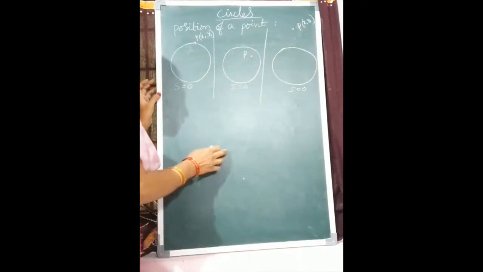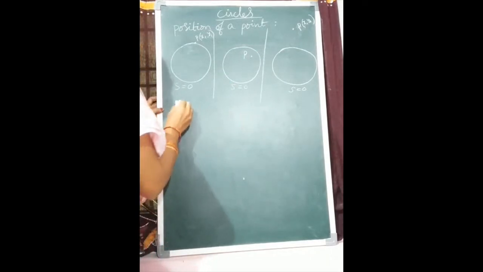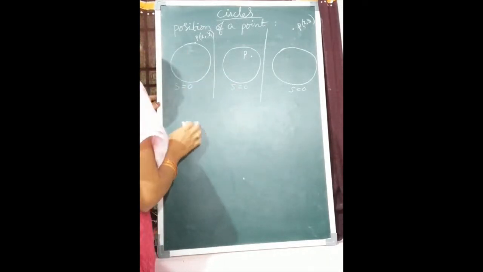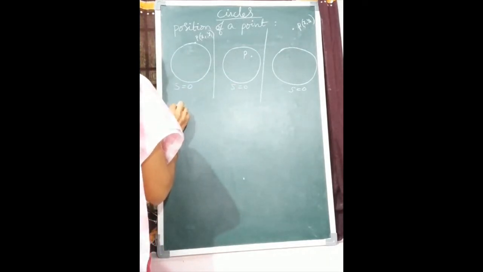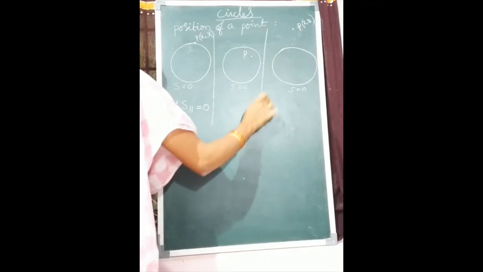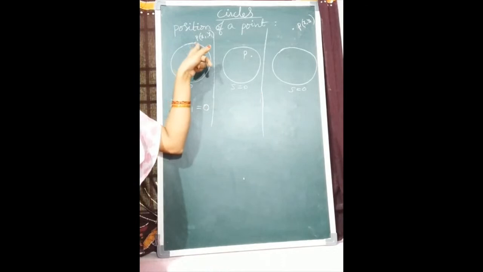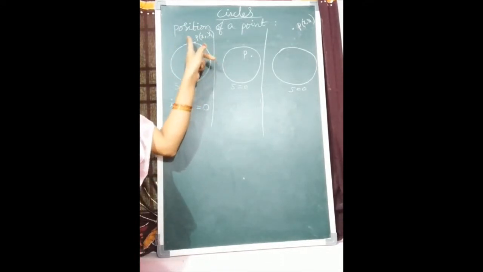So how to locate the position of a point? We take S11. If S11 is equal to 0, then P lies on the circle.